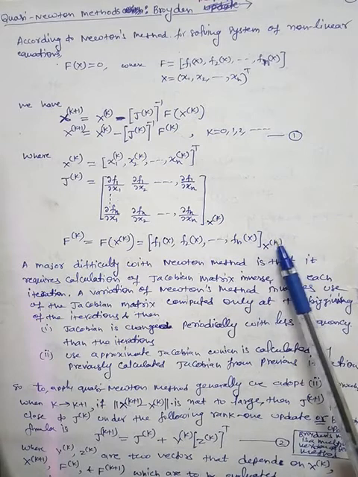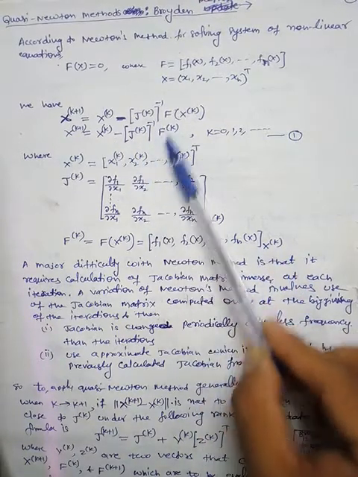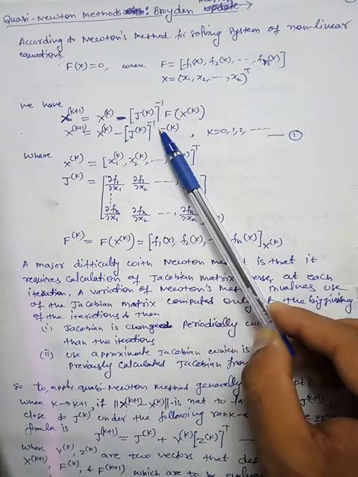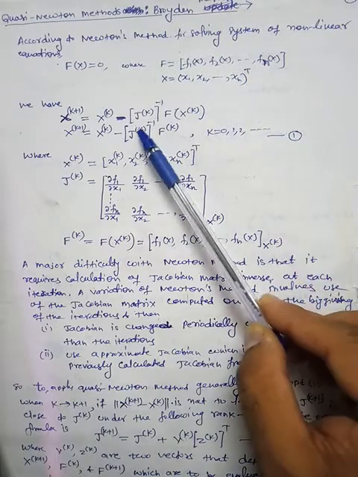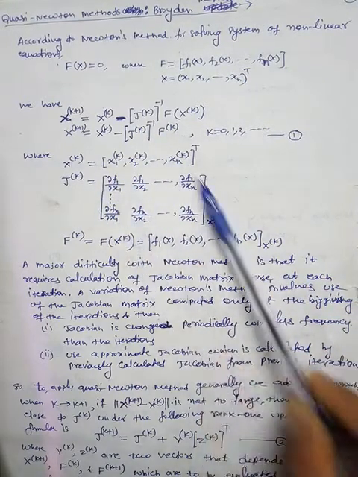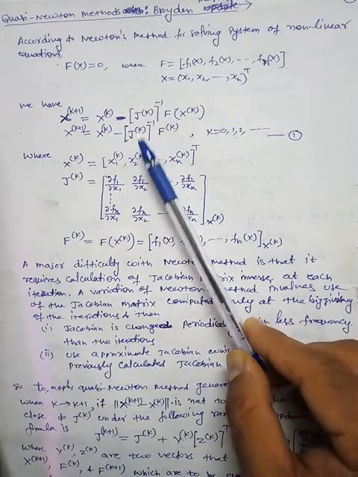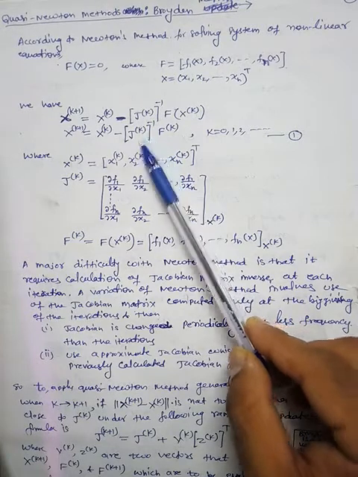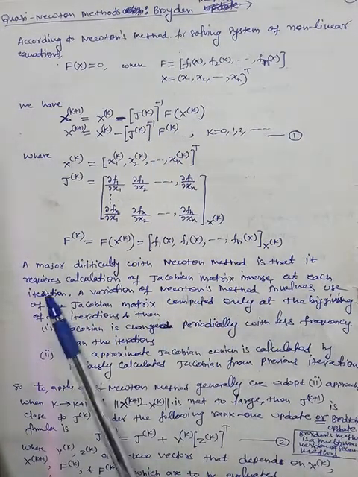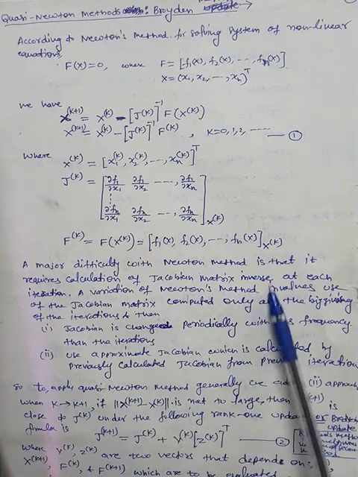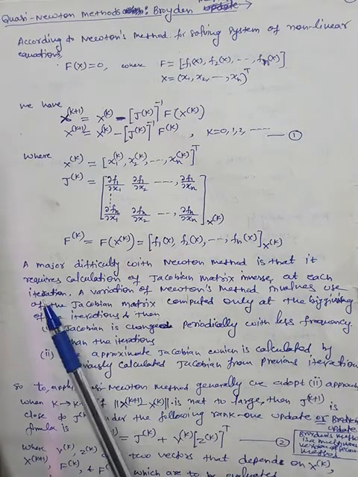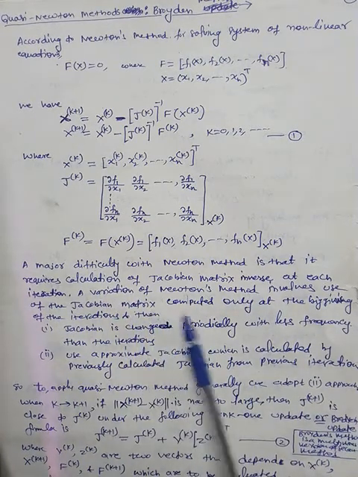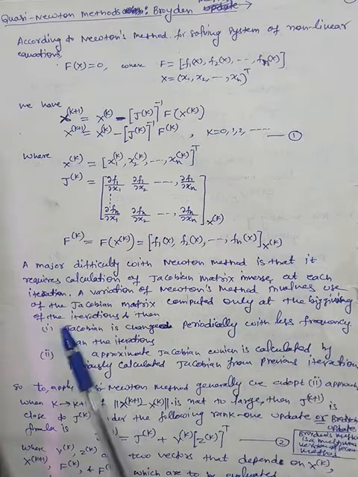Fine. Now what is the difficulty? The difficulty is this inverse at every stage. If the problem is 2 by 2, then there is no such problem. But as the dimension increases, say for n dimensions, you have to compute the inverse at every iteration, which is very difficult. Okay, so this is the major difficulty. A major difficulty with the Newton method is that it requires calculation of the Jacobian matrix or its inverse at each iteration. So that's why we have a variation of Newton's method, which involves use of a Jacobian matrix computed only at the beginning of the iterations.